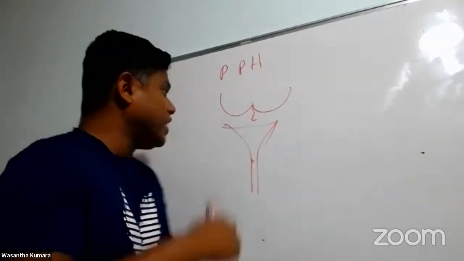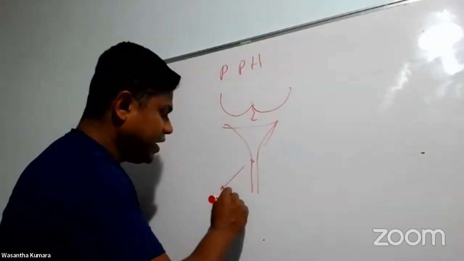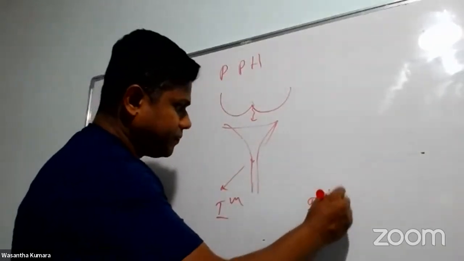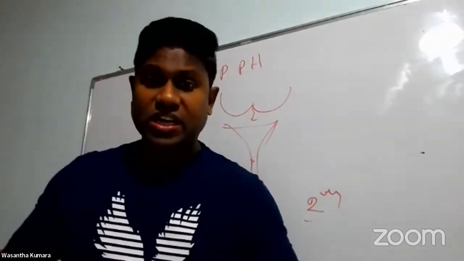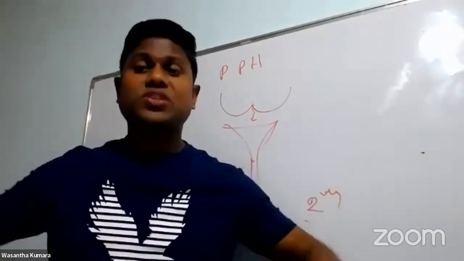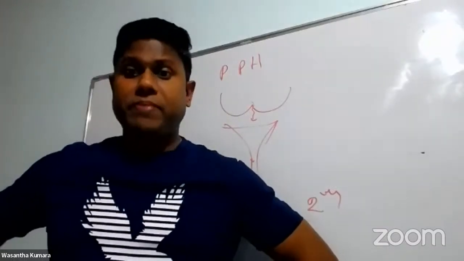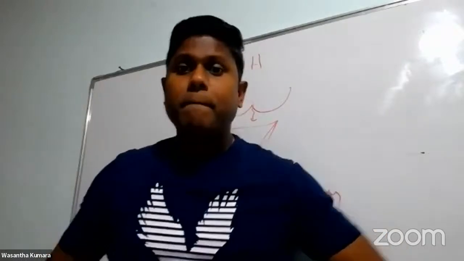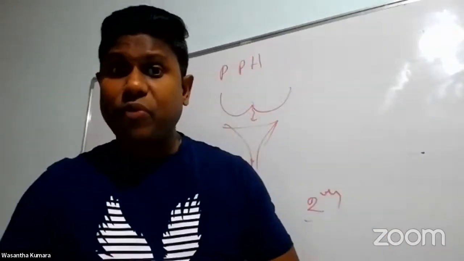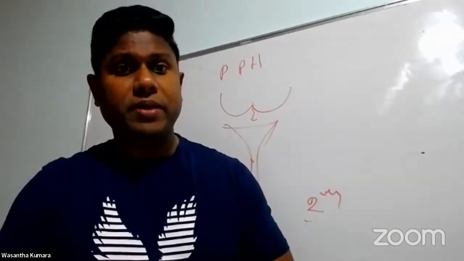PPH can be divided into two: primary and secondary. What do I mean by primary PPH? If bleeding occurs within the first 24 hours of delivery, that is primary PPH. What is secondary PPH? Bleeding that occurs after 24 hours, up to 6 weeks of the postpartum period.